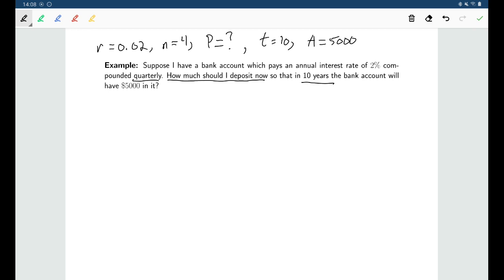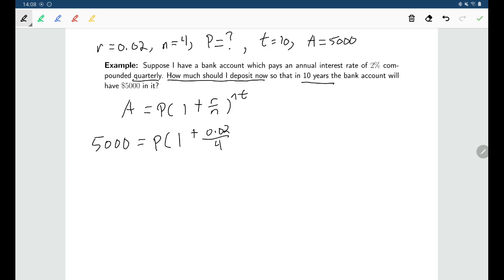And so again, we're using the same formula. We have that our final amount is principal times (1 plus r over n) to the power of n times t. We know our final amount, that's 5,000. We know what r is, it's 2%. We know what n is, that's 4. And the power here would be n times t, 4 times 10, or 40.